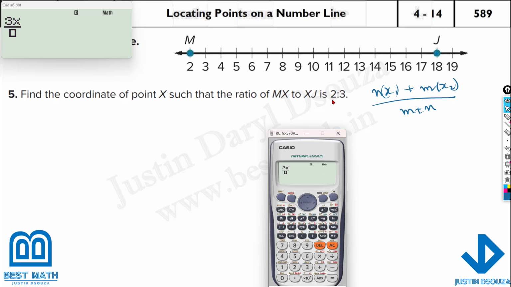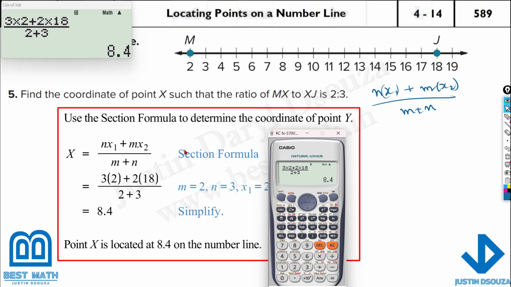N is 3. See, 2 is to 3 becomes m is to n. 3 times 2 plus 2 times 18 divided by 2 plus 3. The answer is 42 by 5. That is 8.4. You can see that's the final answer.